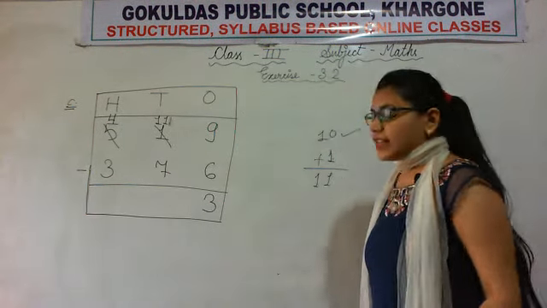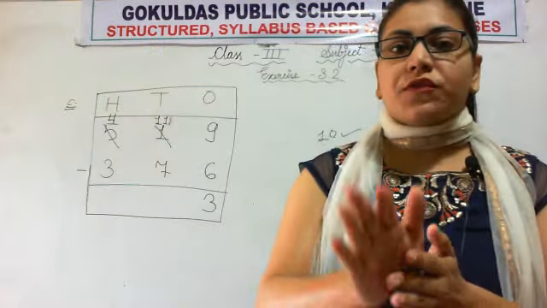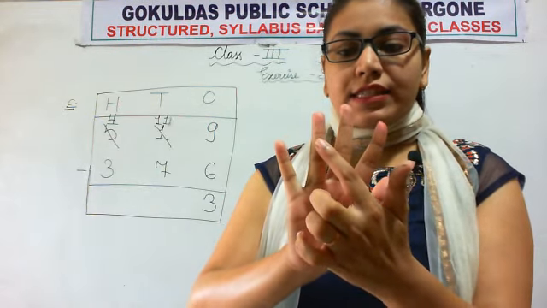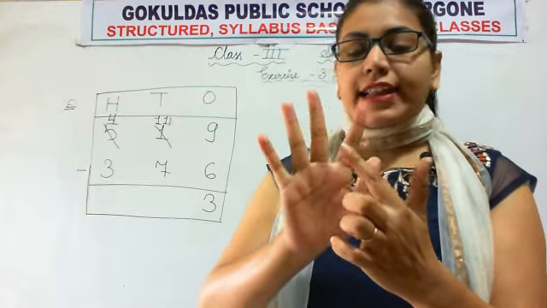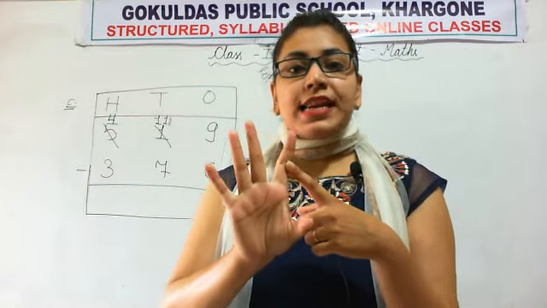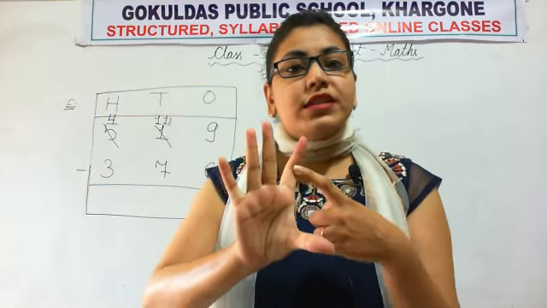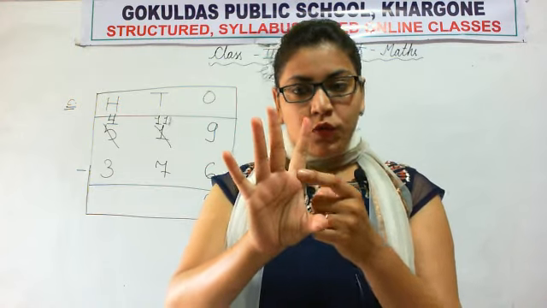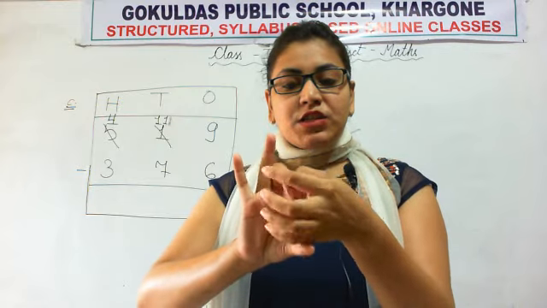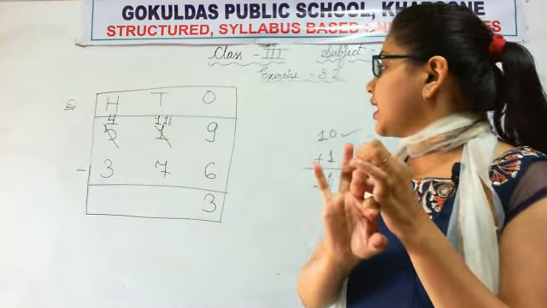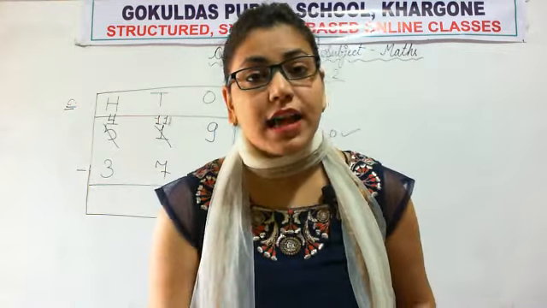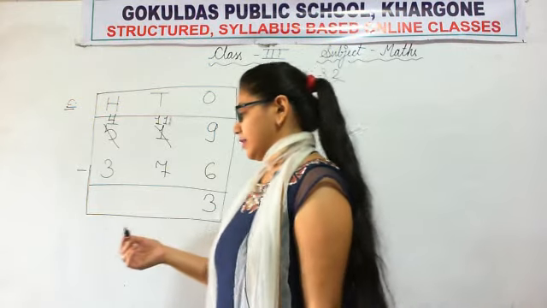Now 11 minus 7. First we count 11 finger marks: 1, 2, 3, 4, 5, 6, 7, 8, 9, 10, 11. Now minus 7, so we count 7 times backward: 1, 2, 3, 4, 5, 6, 7. This much we are done. Now we count the remaining finger marks: 1, 2, 3 and 4. 4 finger marks are left, so we will write the number 4.